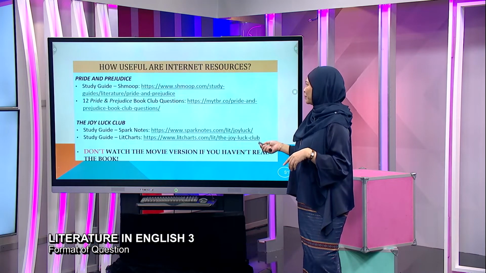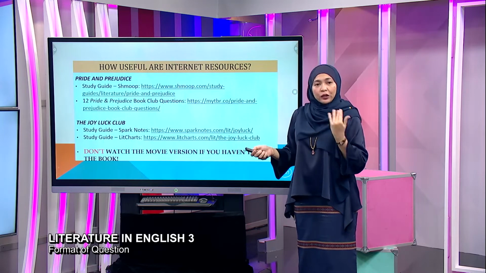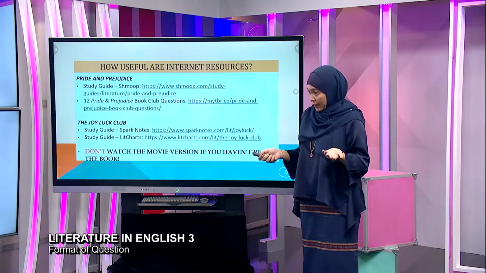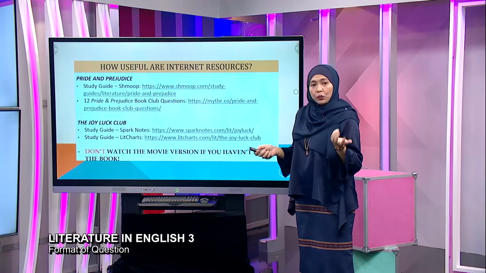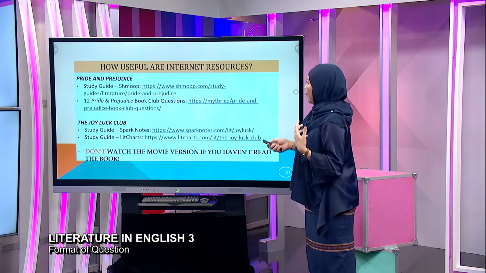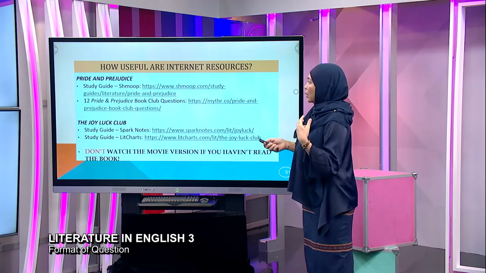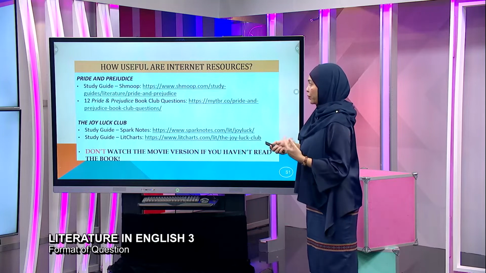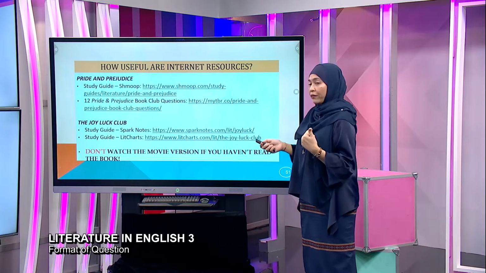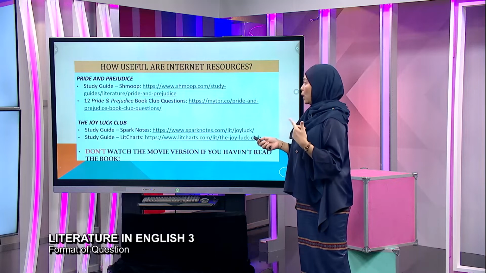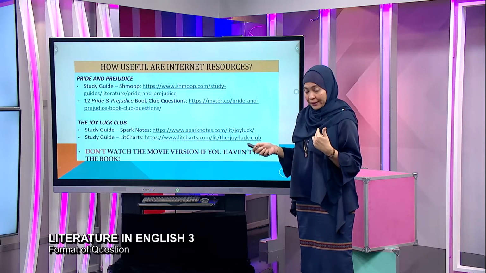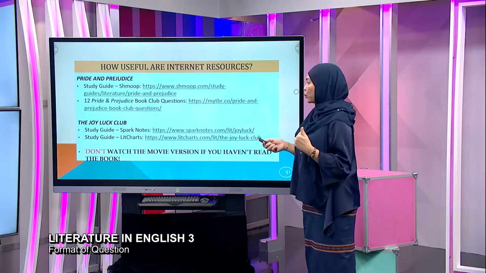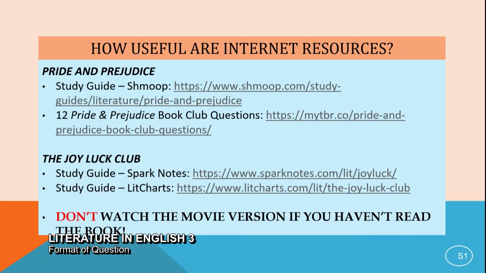Now, we know some candidates are private candidates, and they would be very helped by these internet sources which we found for them. For Pride and Prejudice, we have the study guide and also the 12 Pride and Prejudice book club questions. For The Joy Luck Club, we also have the study guide. For Pride and Prejudice, there is one on Shmoop. This one is from SparkNotes and a study guide from LitCharts.